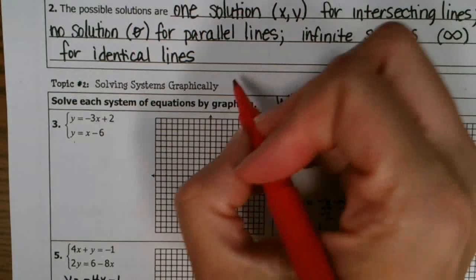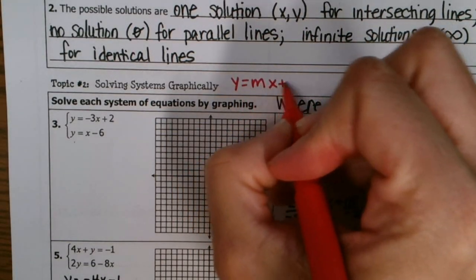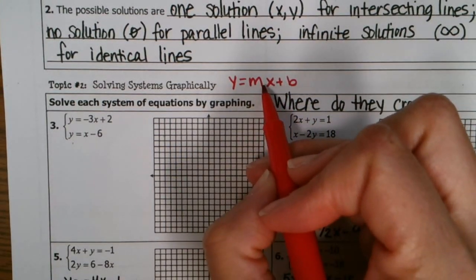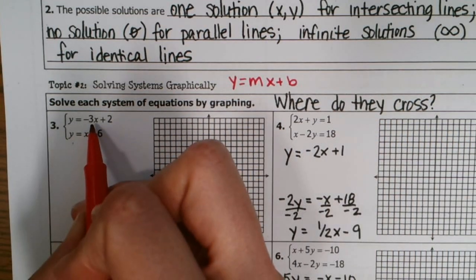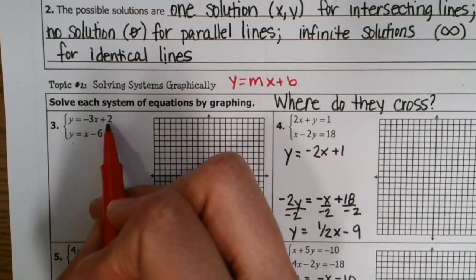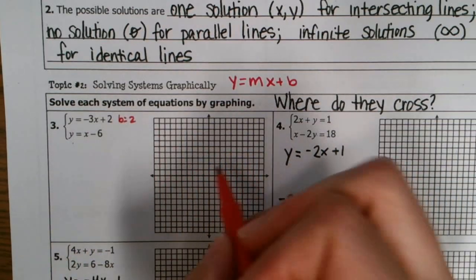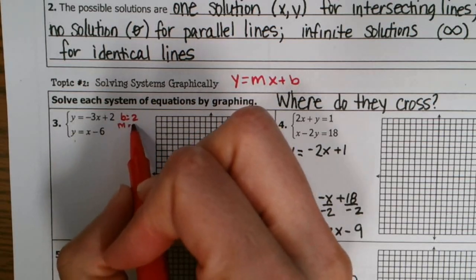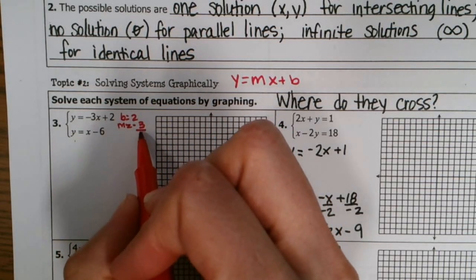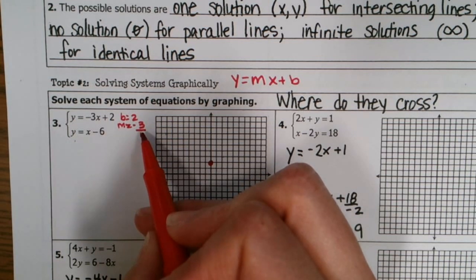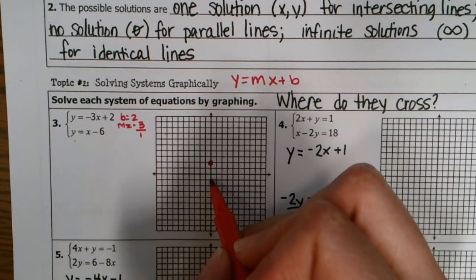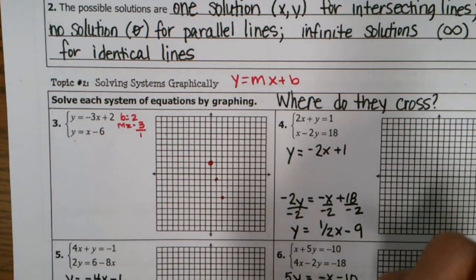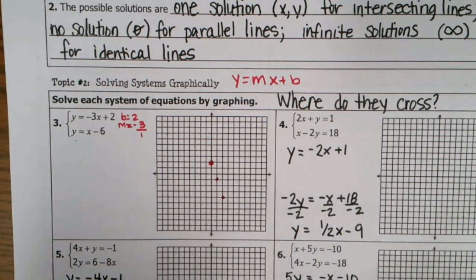In order to solve by graphing, we want to think about y equals mx plus b. Remember, b is where you begin, and m is your slope. It's how you move. So our first equation here, we've got a b value of 2. So I go up to 2, I make my point. And we have an m value of negative 3. Negative 3 is the same as writing negative 3 over 1. So that's telling me to go down 3, right 1. Down 3, right 1. So my red dots I know are going to be for that line.